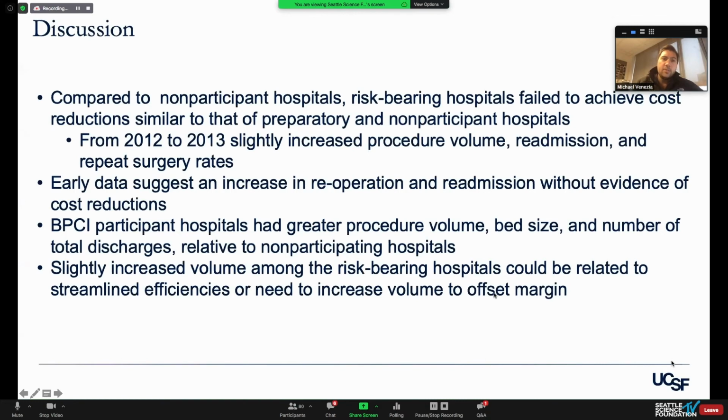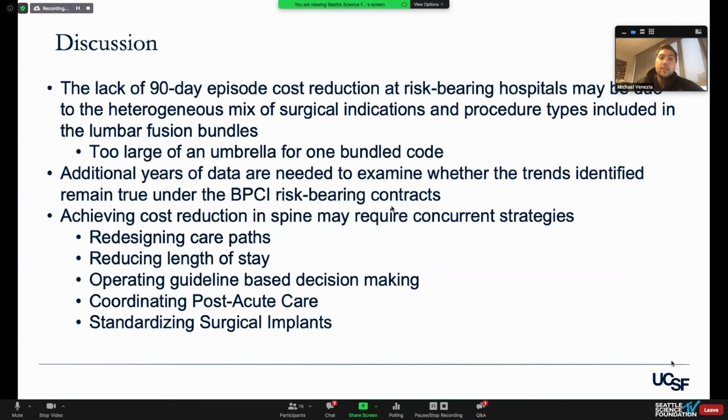participants. So compared to non-participant hospitals, risk-bearing hospitals failed to achieve cost reduction similar to that of preparatory and non-preparatory hospitals. Between 2012 and 2013, there was a slightly increased procedural volume and readmission, as well as repeat surgery rates among the risk-bearing hospitals. So early data may suggest that there was an increase in reoperation and readmission rates without any evidence of cost reduction.